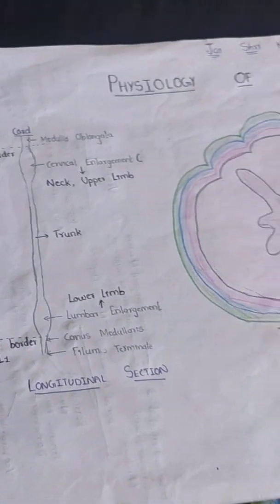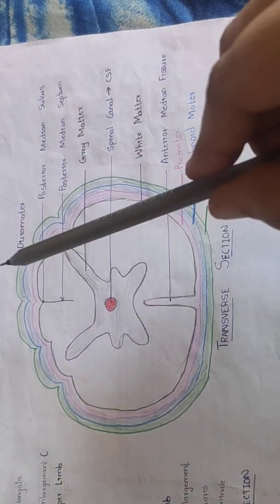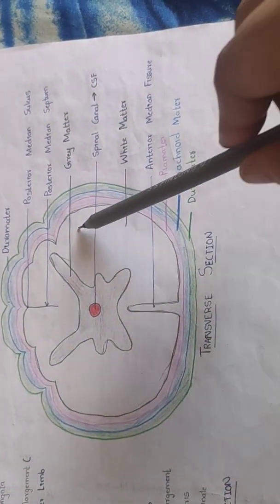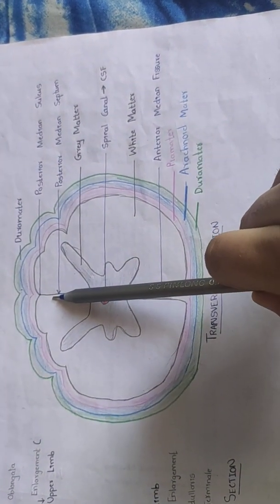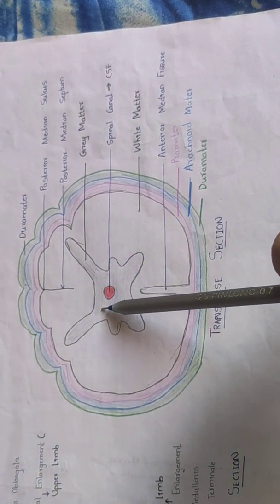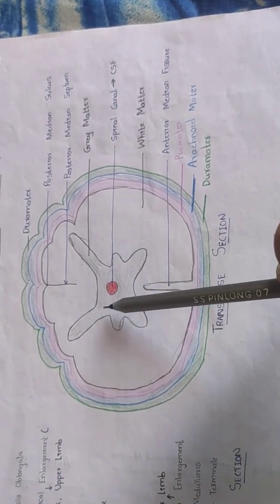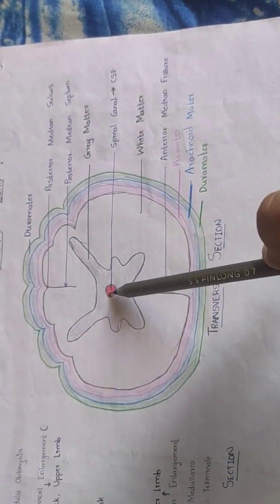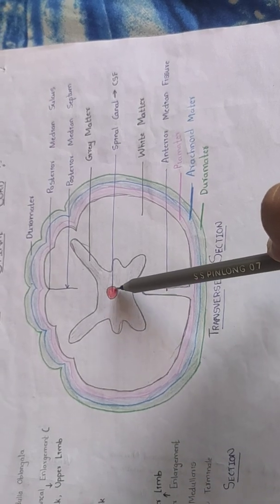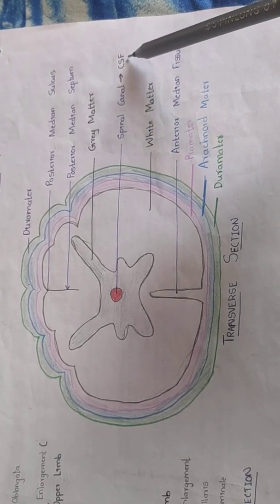Now let's look at the transverse section of spinal cord. Here we can see that outer part of spinal cord is known as white matter, which contains myelinated and unmyelinated nerve fibers, and the inner part is grey matter, which contains cell bodies, dendrites and initial part of axon. In the center of grey matter lies spinal canal, which is filled with cerebrospinal fluid, which acts as shock absorber.